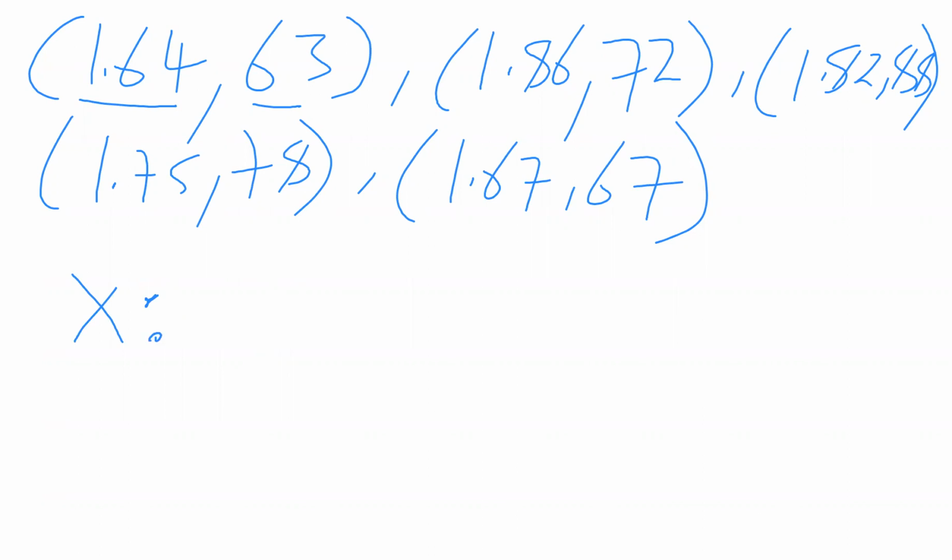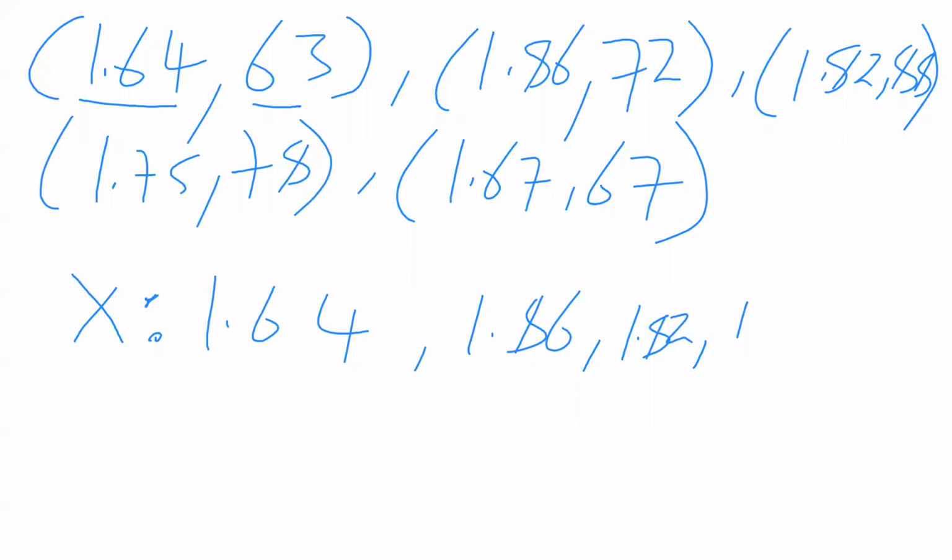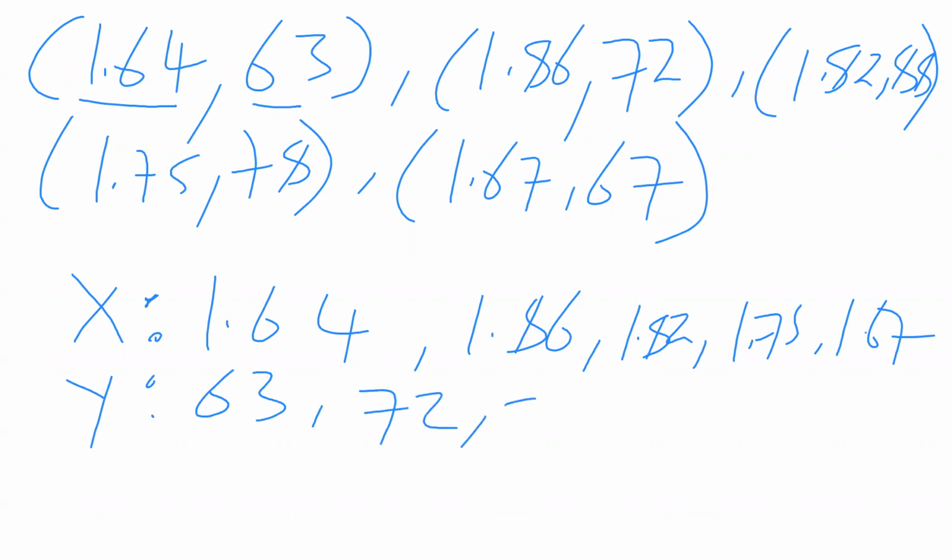You can also present this data in horizontal form. The values of x can be 1.64, 1.86, 1.82, 1.75, and 1.67. Then you can put the values of y here down: 63, 72, 88, 78, and 67. So even this way is another way of presenting the same data.